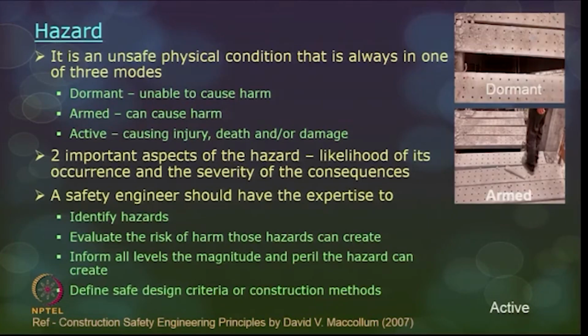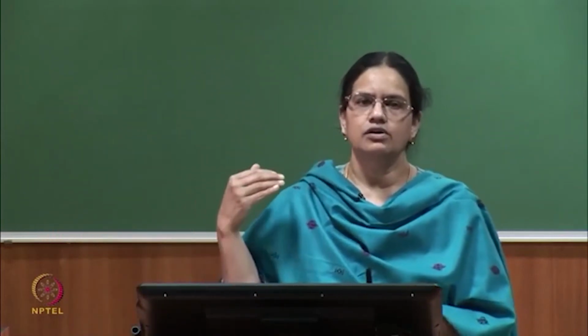Dormant means it will not cause any harm. It is available, but it is not in the pathway where the workers are moving, or it is not visible to the workers. But the hazard is still there. For example, reinforcement stored in a far off place: the hazard is not removed and still exists, but the workers are not frequenting that area. So that is called a dormant hazard.